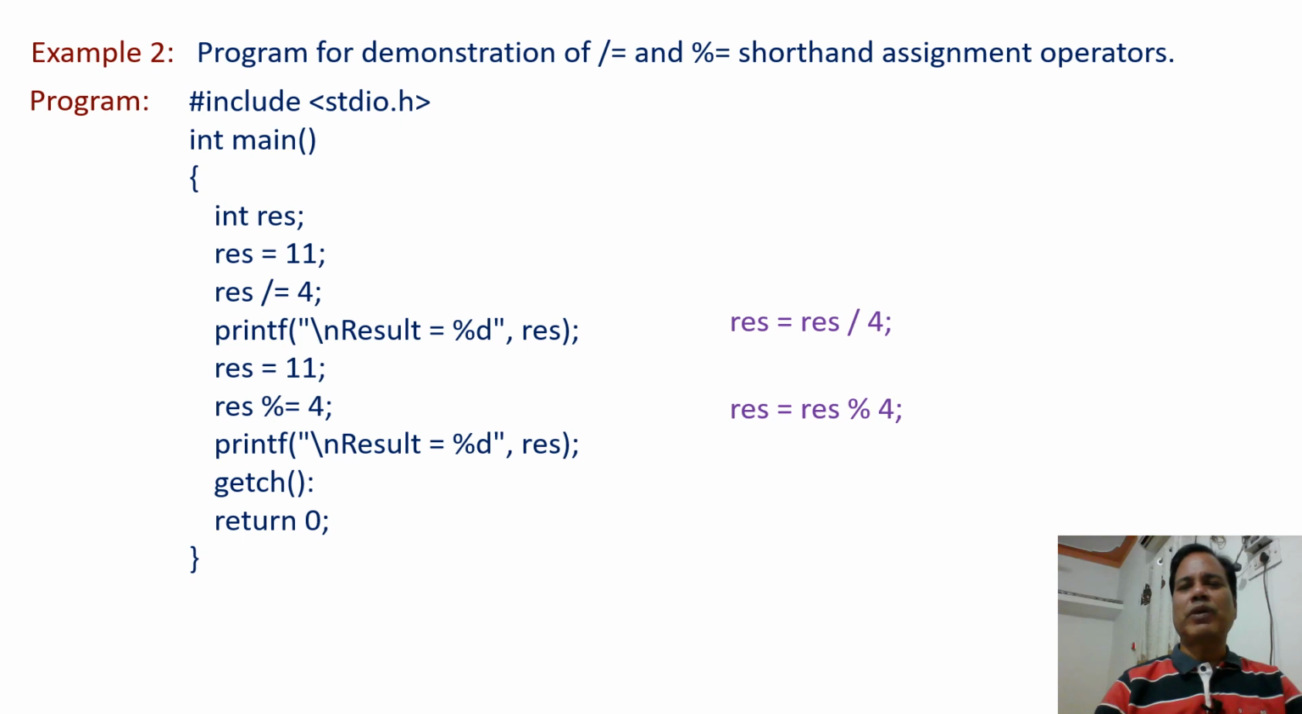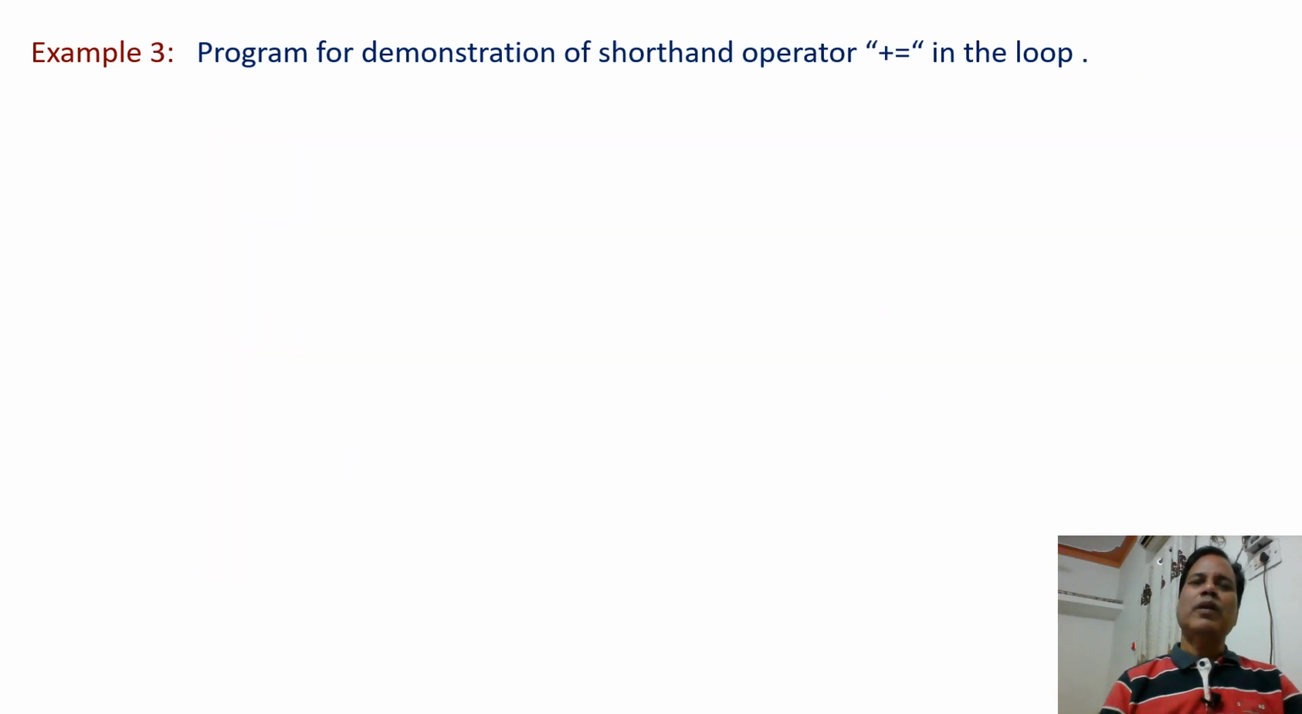So in this way we have seen how these shorthand operators are used in our code. When this code is executed, we get the output like this one. Now the next program, that is program number 3: program for demonstration of shorthand operator in loop.